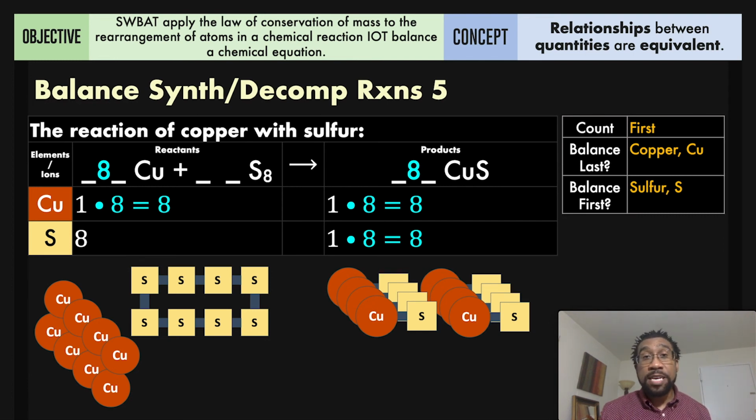So just to recap, the most important thing about applying the law of conservation of mass to the rearrangement of atoms to balance chemical equations is that you have to know which one you're going to balance last, and you have to know which one you're going to balance first. This rule is consistent no matter how complex these problems get. These are the simple synthesis reactions, but I guarantee you, if you can master just picking the first and the last elements that you have to balance, then balancing chemical equations is going to get easier and easier for you with more practice.